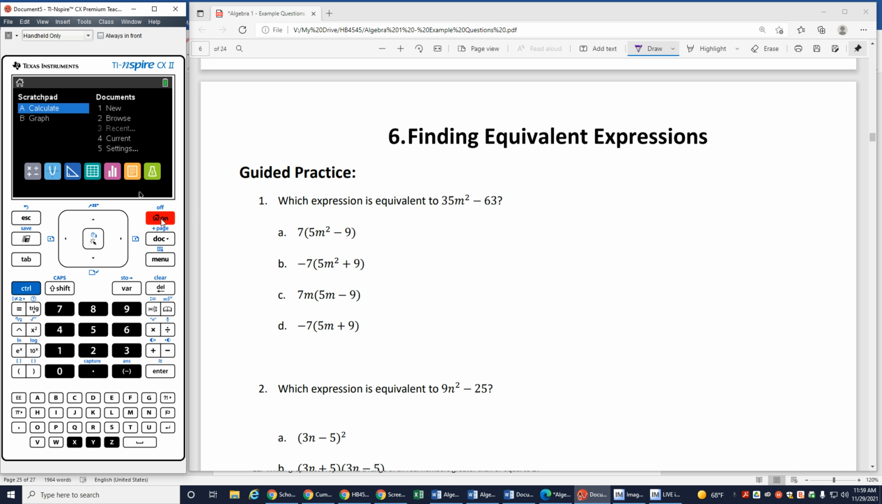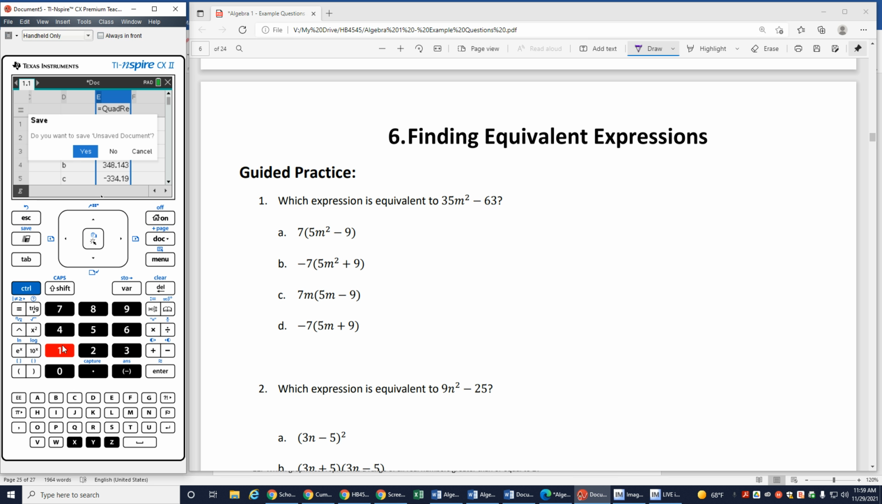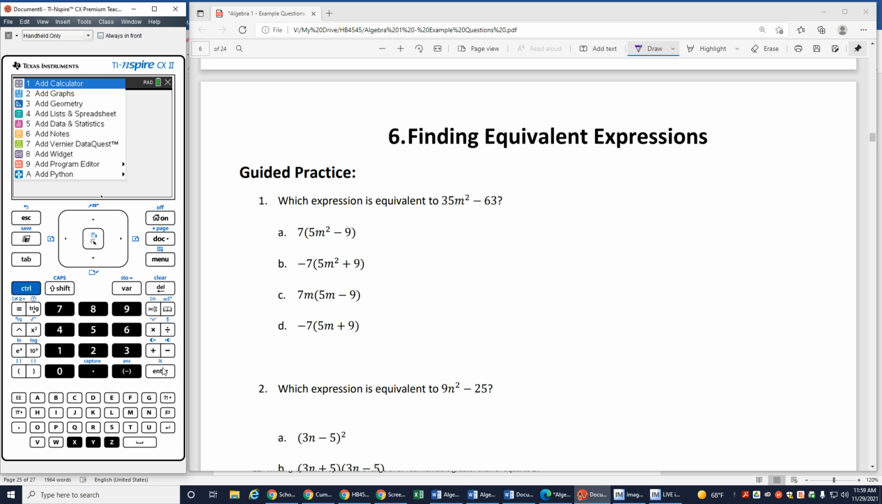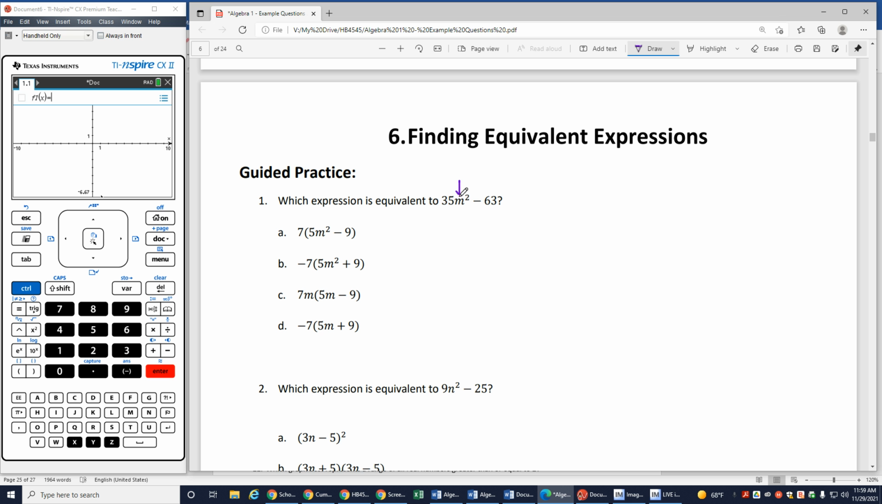On my graphing calculator, I'm going to actually start from a fresh document. So I'm going to go home and I'm going to select one for a new document. I'm not going to save the old one because we don't need that information. And I'm going to get a graph, which I know seems weird when there's no graphs here, but you'll see why in just a moment. Okay, I'm going to graph this 35m squared minus 63, but instead of an m, I'm going to replace the m with an x because that's how we graph, is with x's. So 35x squared minus 63.